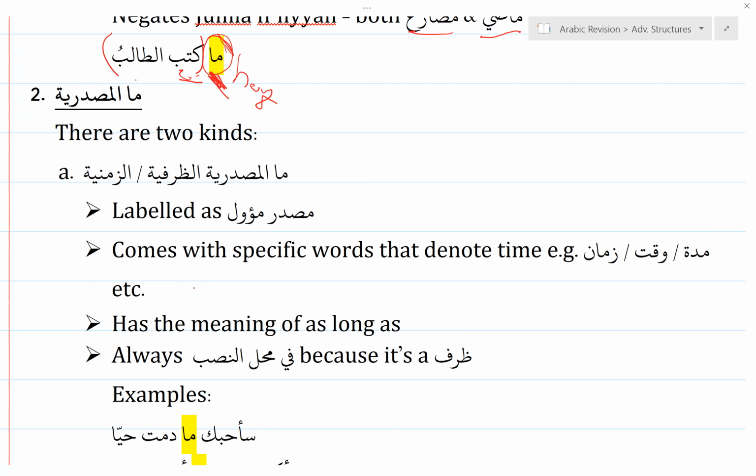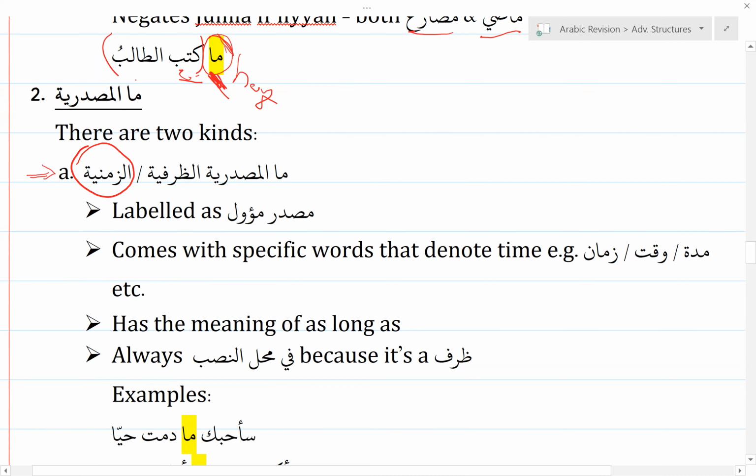So there are two kinds of ma masdariya. Okay, there's ma masdariya zamaniya. In our textbook, it's written as ma zamaniya. So the masdar part is not mentioned, but that ma zamaniya is actually this ma masdariya zamaniya. So it can be ma masdariya zamaniya, or it can be ma masdariya ghair zamaniya. So it can either be of time, zamaniya, or it can be without time, without specification of time. Okay, so those are the two categories of masdariya you need to remember.